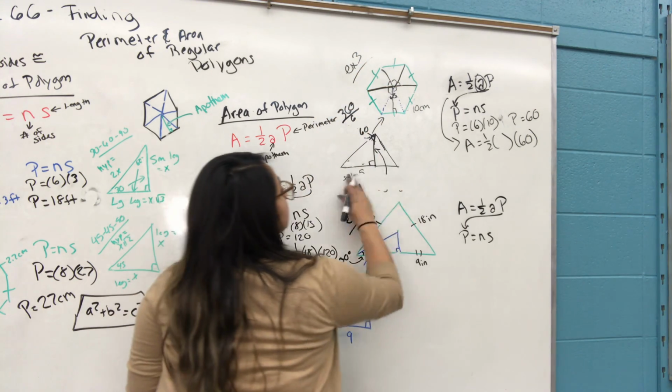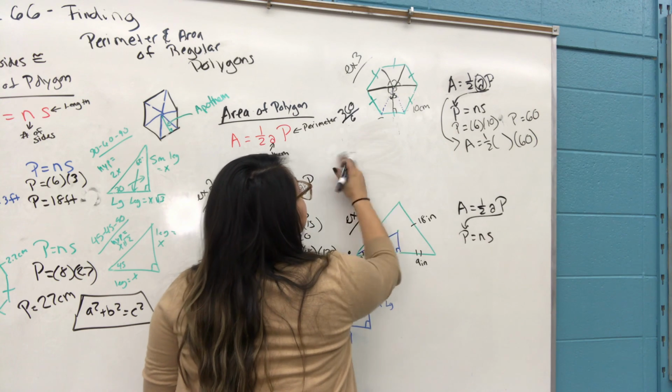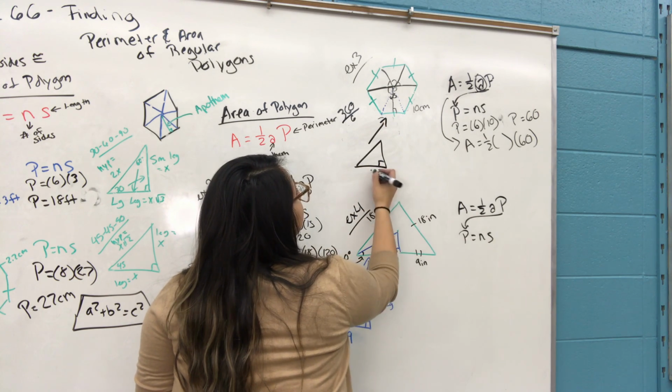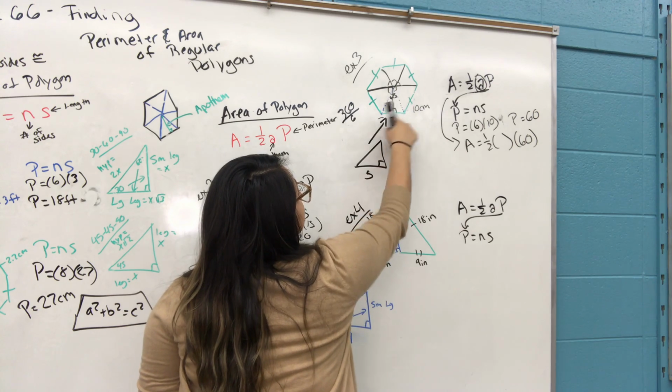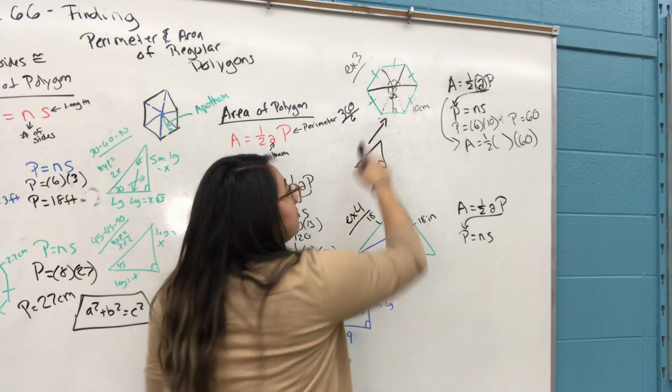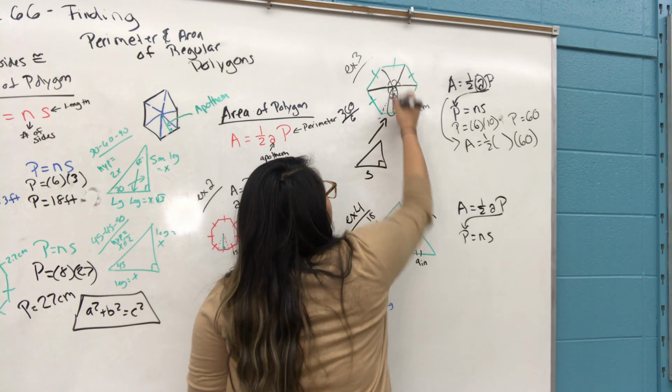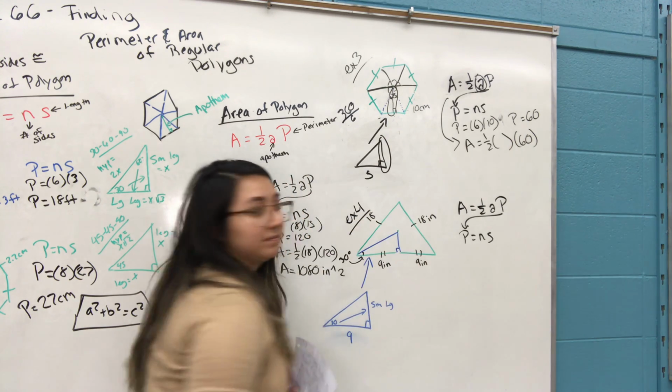Now, if I were to redraw this again, I have the half triangle here. I have this as being 5, right? Because this whole thing is 10, but we're only looking for half of it. We're trying to find this length right here, which is this length right here.